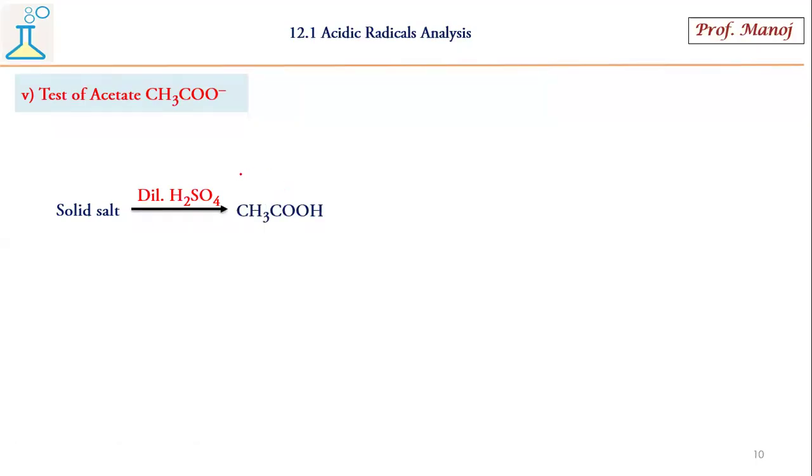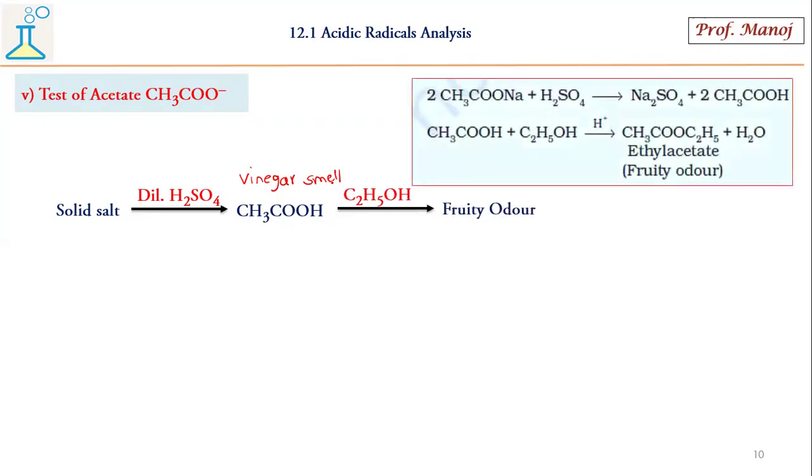Let us take up the next in that list, that is the acetate radical, one of the easiest ones. Solid salt, when heated with sulfuric acid, releases acetic acid. That will give you, first of all, the vinegar smell. Here you will get the vinegar smell. Then you can further treat it with ethanol, which will give you a fruity odor, because that gives you an esterification reaction. So in the second step, esterification takes place and you get ethyl acetate's fruity odor.